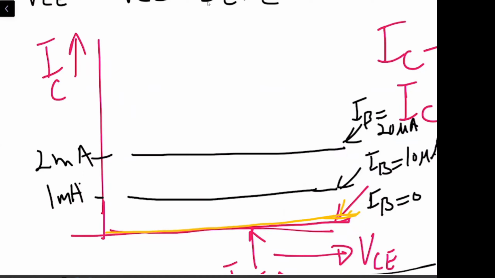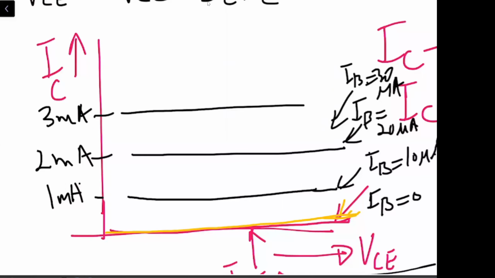Yes sir. Similarly, if I increase the value of VBB further, the value of IB becomes, let's suppose, 30 microamperes. So correspondingly, the value of IC is 3 milliamperes, and we have something like this. Are you with me? Yes sir. Is this thing clear up till now? Yes sir.